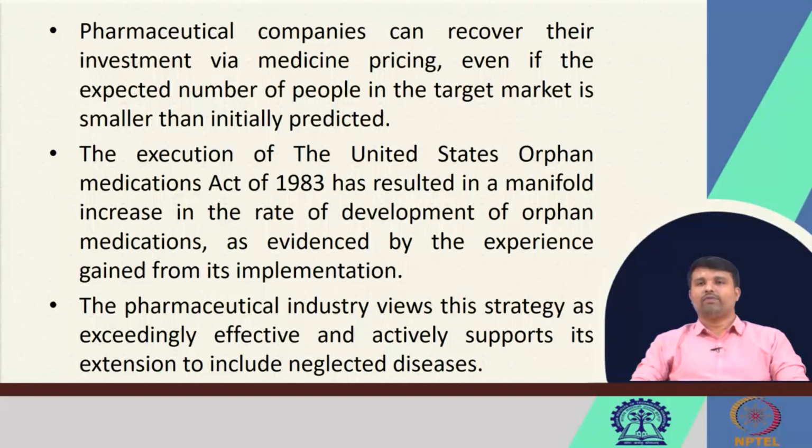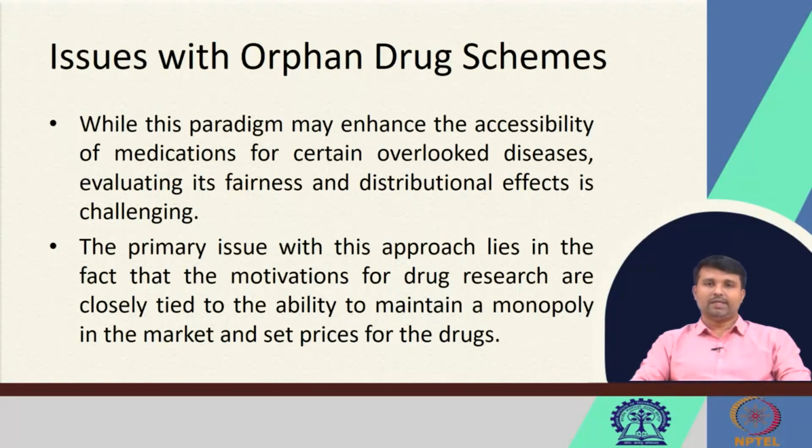The execution of the United States Orphan Medications Act of 1983 has resulted in a manifold increase in the rate of development of orphan medications. The pharmaceutical industry views this strategy as exceedingly effective and actively supports its extension to even neglected diseases. So, the motivational factor for the pharmaceutical industry is the extended period of market exclusivity and the ability to set prices at a higher level.